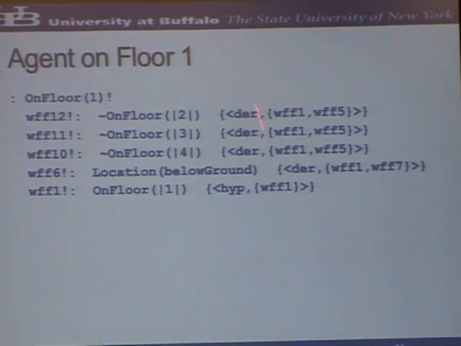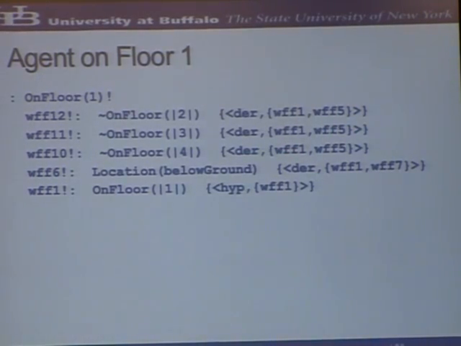These are all derived. That's what the DER means. Okay, and this was derived from hypotheses WOOF 1 and WOOF 7. WOOF 1 is on floor 1. WOOF 7, which I'll show you in the next slide, was that assertion that you're on exactly one of these floors, so that 1 and 2 are below ground. And these not floors are derived from WOOF 1, that you're on floor 1, and WOOF 5, which is you can only be on one of these floors at a time.